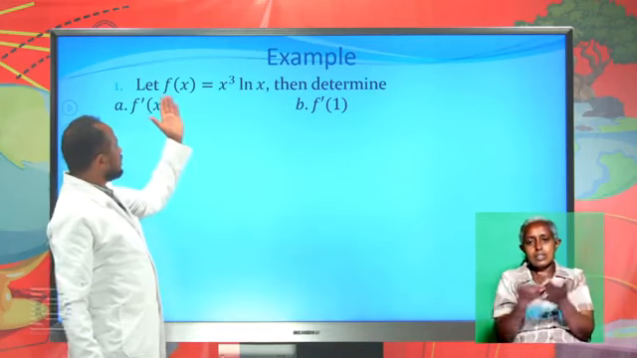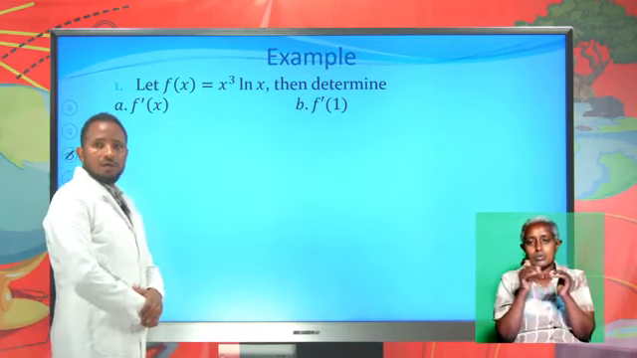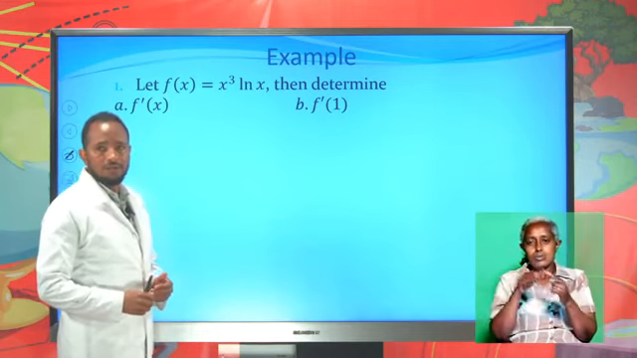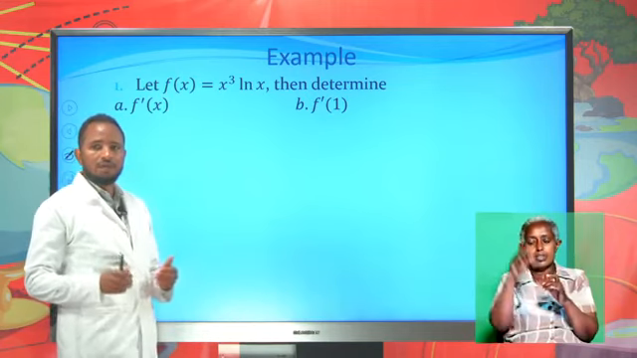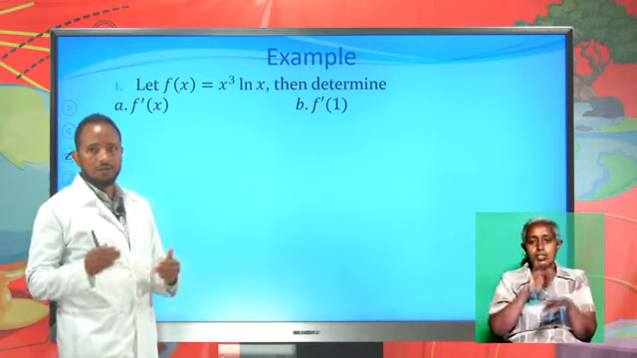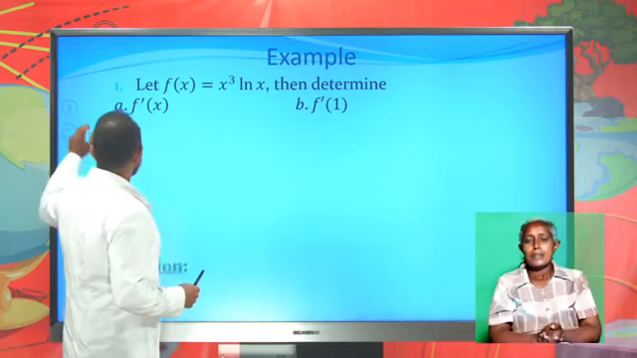So let's take this one. f of x is equal to x cubed ln x. Then we are asked to determine f derivative of x and f derivative of this function at 1. Now let's see this.